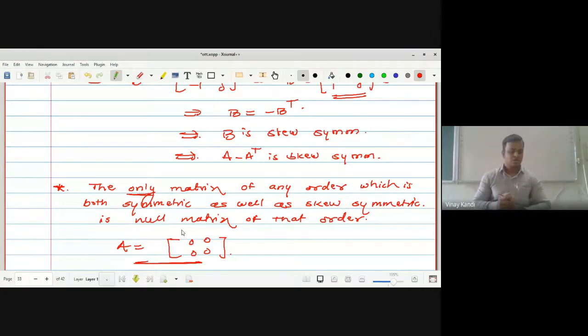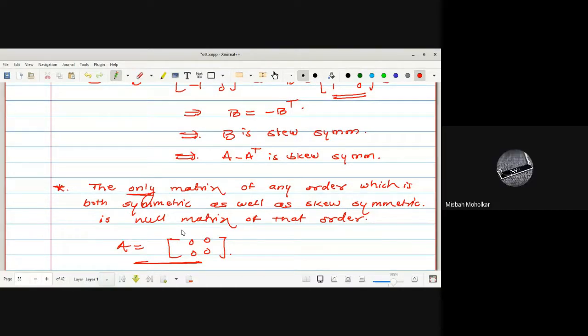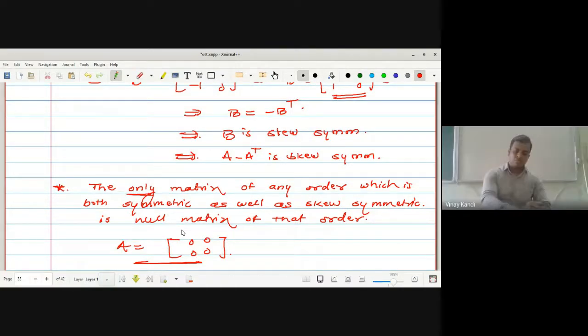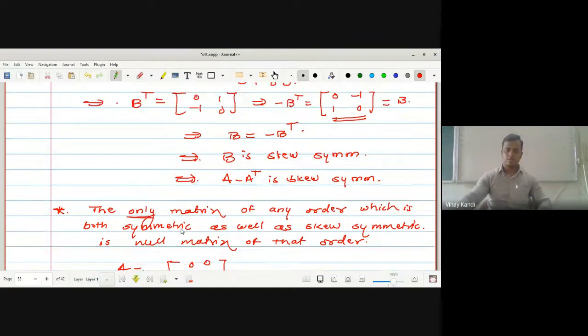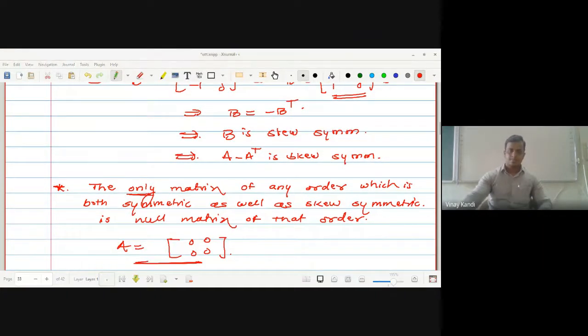This is the only matrix such that the matrix A is both symmetric as well as skew symmetric. Okay, any doubt up to here? No, sir. Okay, wait a minute. Now for today it is sufficient.